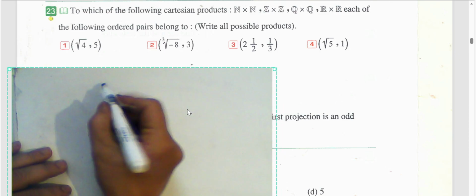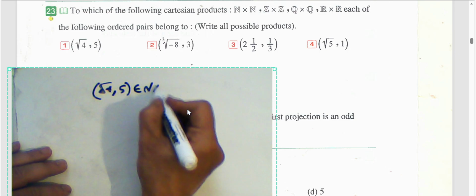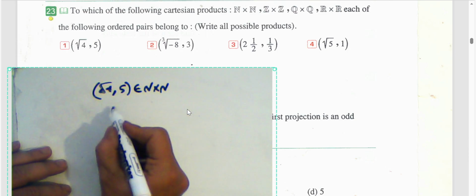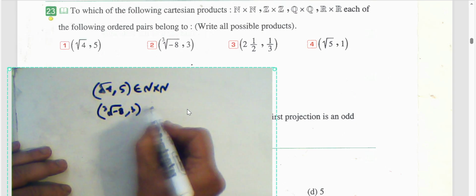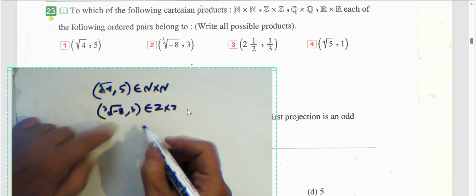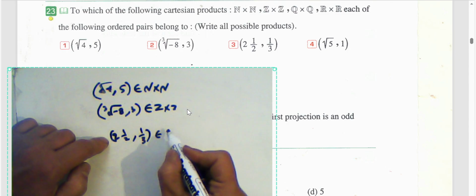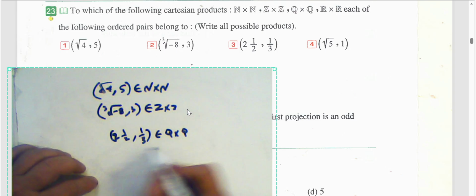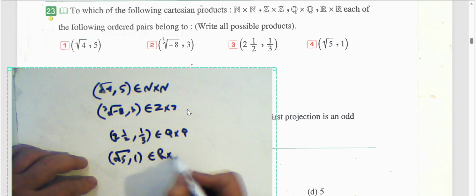Next question. Want to find what belongs to what? About 4, square root of 4 and 5: it belongs to natural number by natural number. Number 2, cubic root of -8 and 3: belongs to integers, because cubic root of -8 equals -2. And we have 2 1/2 and a third, belonging to rational numbers. And square root of 5 and 1 belong to real number by real number.